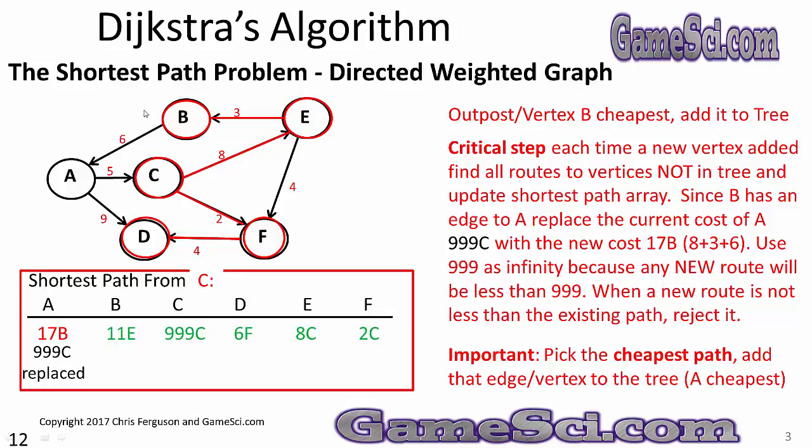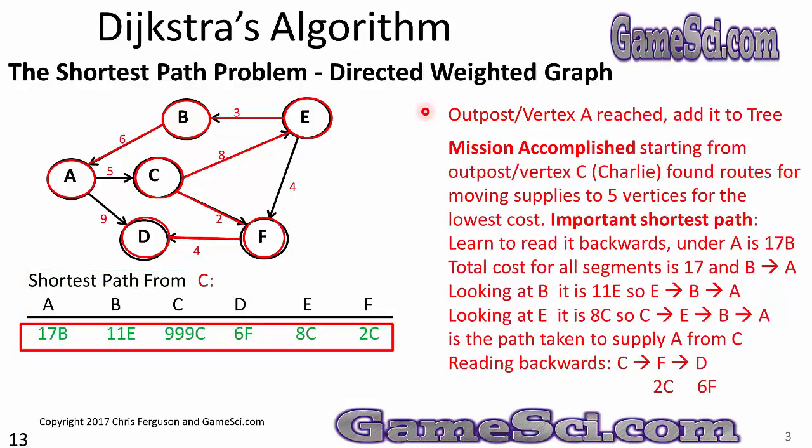At this point, A, of course, is the cheapest path because it's the only thing not in the tree. It has to be the cheapest. Outpost, vertex A is reached. Add A to the tree.